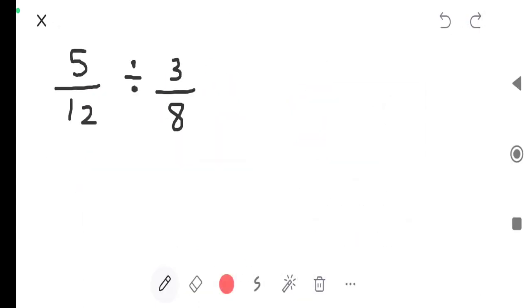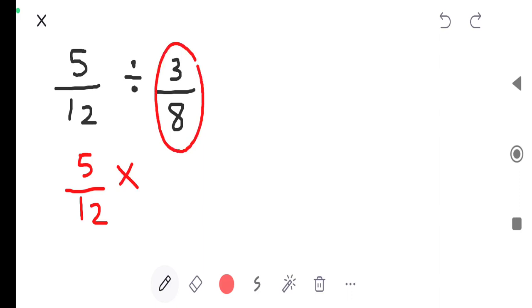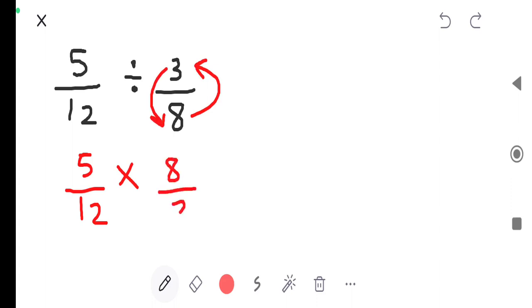Here, the fraction at the left is 5/12. You are going to write it again without changing anything. So you write 5/12 again. Then you change this division to multiplication. Then you turn 3/8 upside down. So when you flip 3/8, 8 will go up and become the numerator, 3 will come down and become the denominator. So you will have 8/3.